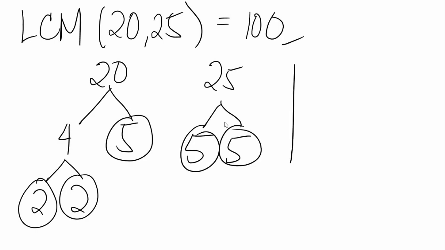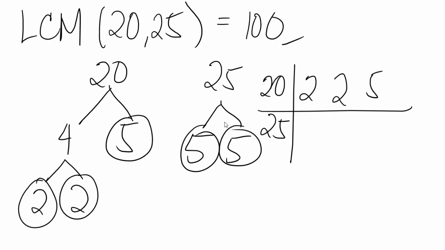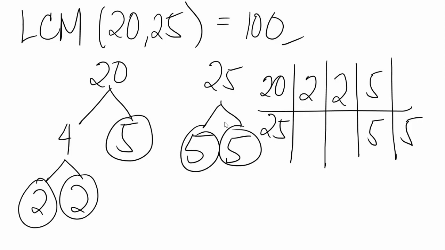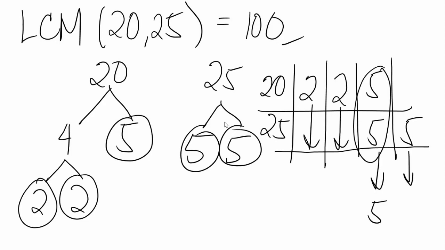So let us list the numbers. So we have 20 and 25. For 20, we have 2, 2, and 5. For 25, we have 5 and 5. So, i-align lang natin ulit kasi hindi sila magkamukha. Pero dito sa isang 5, magkamukha sila. Isa natin yung 5. And then, another 5 here. And then, this one, dahil magkamukha sila, ibaba natin as 5. Then, we bring down other prime numbers. So, we have 2, then 2, then 5.